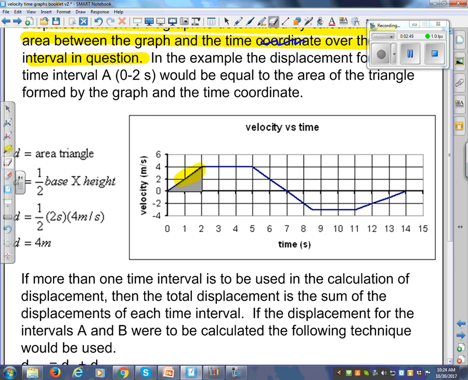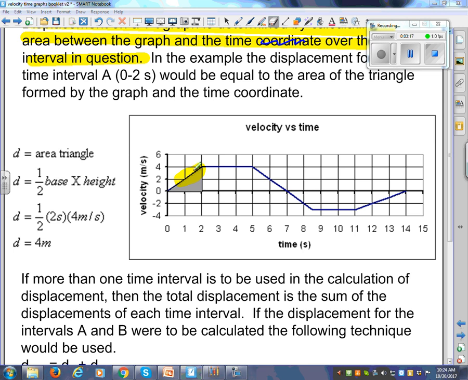Now, some people might say, well, if it's going 4 meters per second for 2 seconds, well, then it should go a distance of 8 meters. But you'd be wrong. Is it going 4 meters per second the entire time? No, in fact, it's only at the very last instant that it reaches 4, right? It starts off at 0. At some point, it's going 1, maybe 2, maybe 3, maybe 4, right? Okay? So, we find the area.